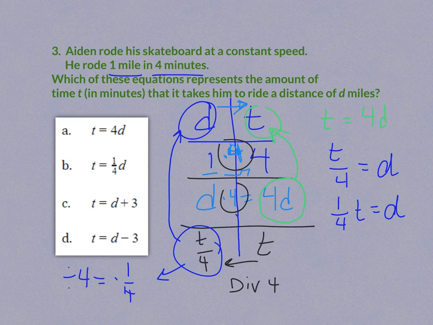So if I look at the ones that they've given us, t equals 4d is the first one. Oh, there's that right here. So I know A is correct.